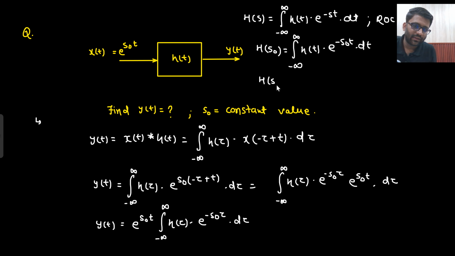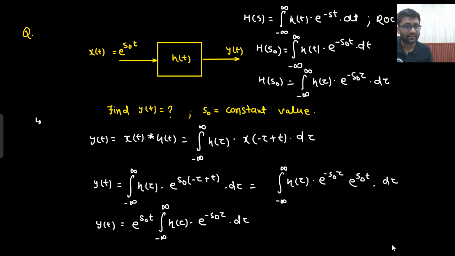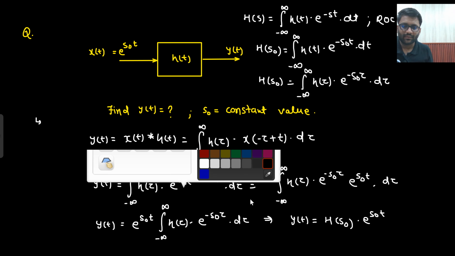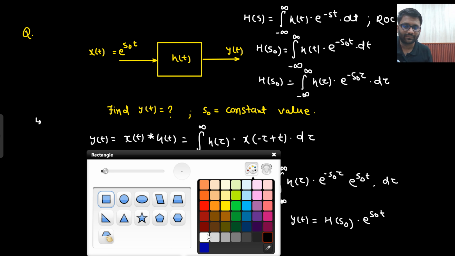So H(s naught) will be minus infinity to infinity h of tau e to the power minus s naught tau, d tau. In place of t I just put tau, nothing else. So what is this particular thing? This is H(s naught). So what is your y(t)? From here what do you see? Your y(t) is coming out to be H(s naught) into e to the power s naught t.